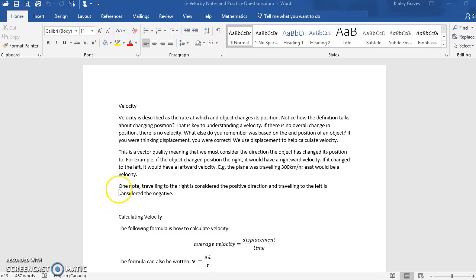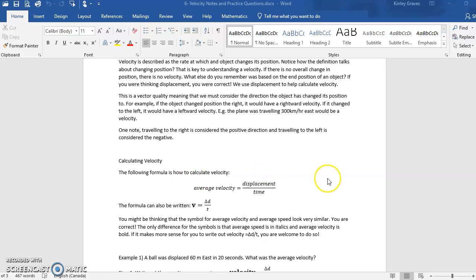So one note here, pay attention to this. If a person or an object is traveling to the right, it's considered the positive direction, and if it's traveling to the left, it's considered the negative direction. So if you hear someone talking about positive direction, that's usually talking about the rightward direction, or east, or up. And if you're talking about a negative direction, that's traveling to the left, to the west, or down.